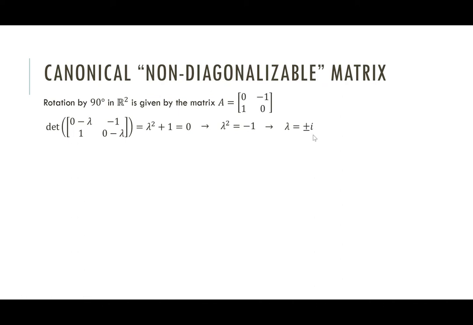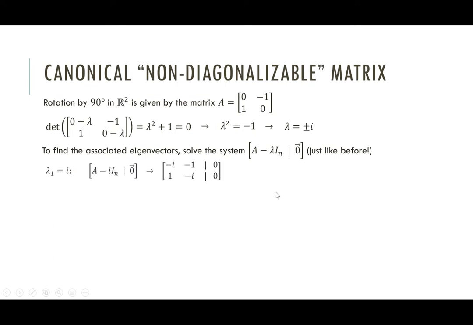And now let's find their corresponding eigenvectors. And to do this, we just do the exact same process that we did before. We find the kernel of A minus lambda I. So let's do it. Our first eigenvalue is going to be i. And so finding the kernel of A minus lambda I, plugging in i here, we've got this matrix and we're trying to find its kernel.